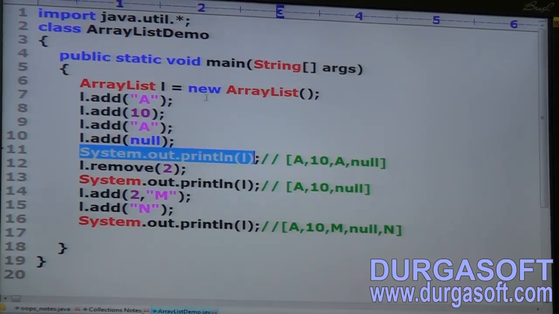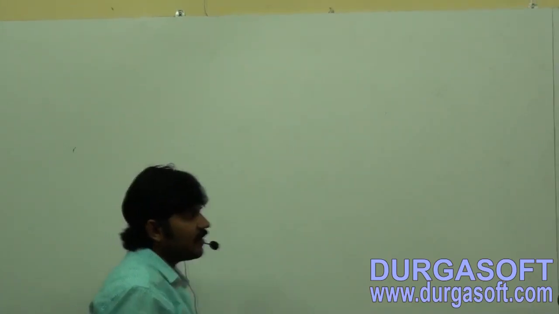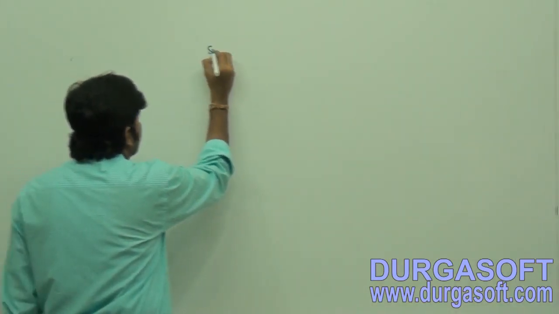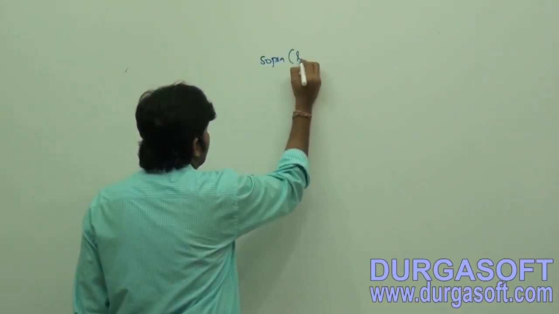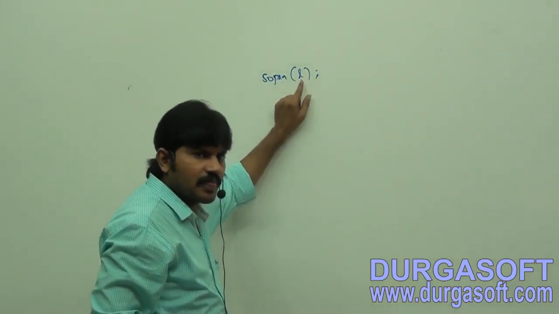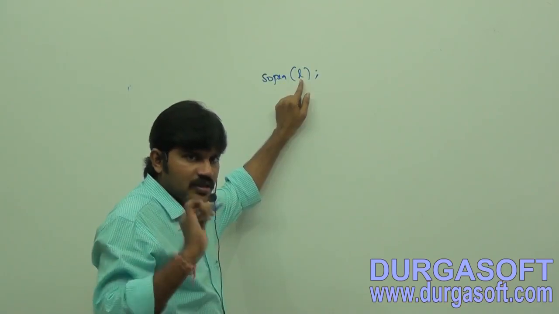Here just observe. First which thing we added? A. Next, 10. Next, A. Next, null. Observe this one. So System.out.println(l). Sir, if I print l, can you tell what l is? l is a reference to the array list object.